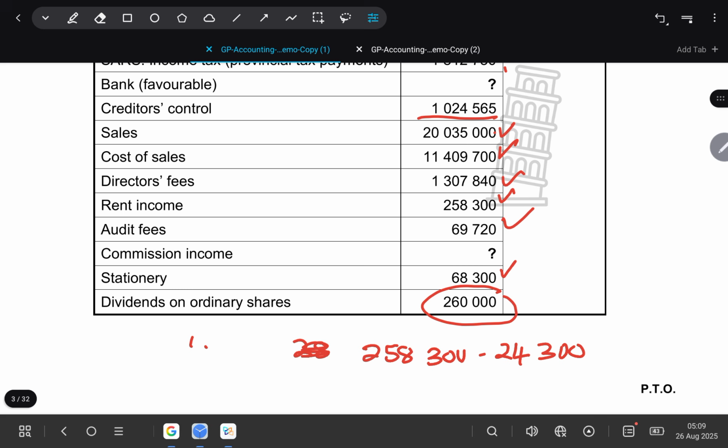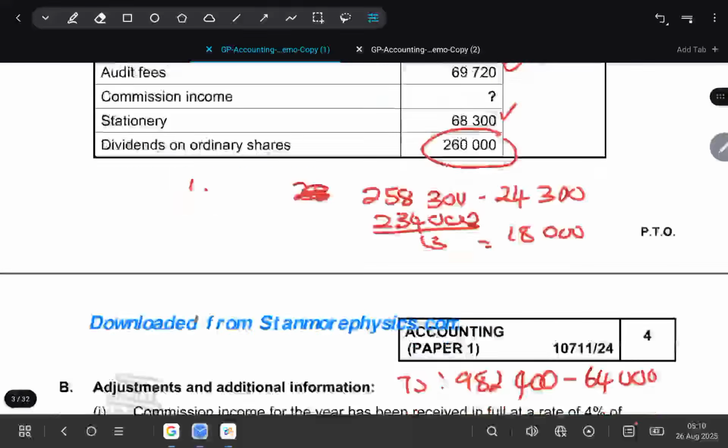So you must subtract it before you divide by 13 months. So take 258,300 minus 24,300. It gives us 234,000, which we will divide by 13. So 234,000 divided by 13 gives us 18,000. So rent before increase was 18,000.